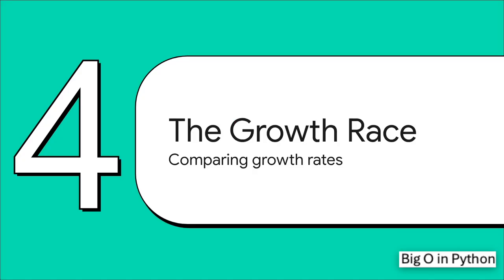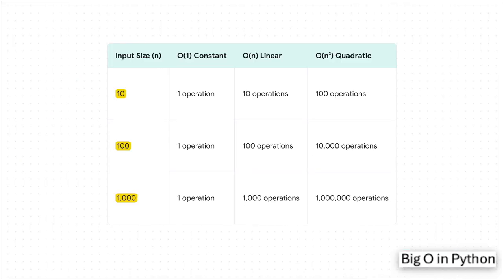So talking about these patterns is one thing, but seeing them go head to head, that's where the impact really hits you. Let's actually visualize this and see how these different growth rates stack up when we start adding more data. Now look at this. With just 10 items, the difference between linear and quadratic doesn't seem so bad, right? 10 operations versus 100. Okay, but now watch what happens when we jump to 1,000 items.